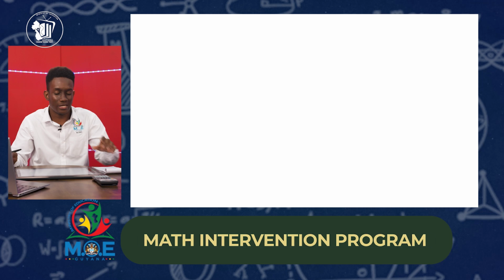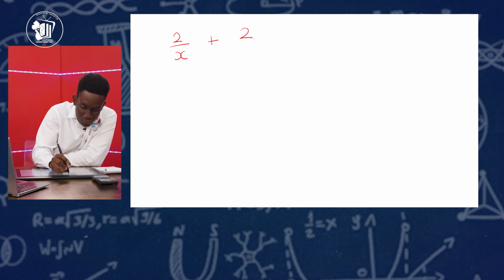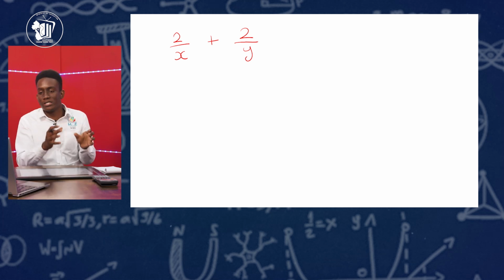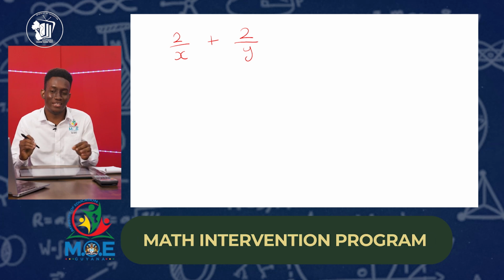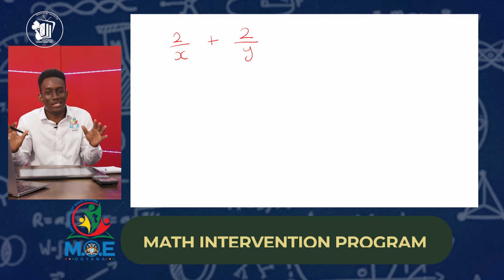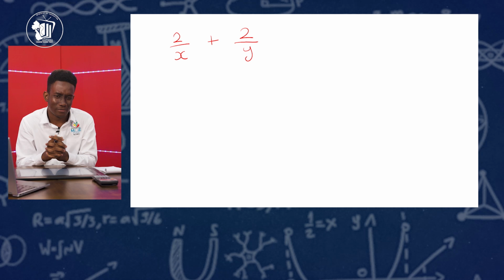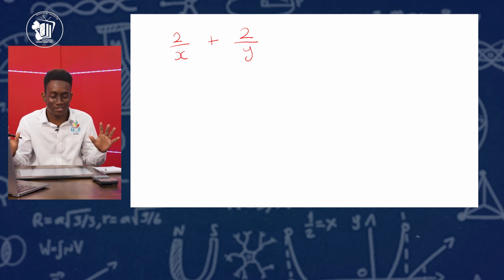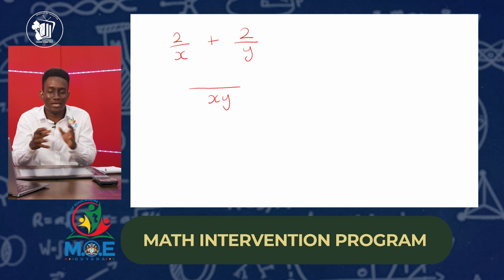So let's take things up a bit. Let's look at them now when the denominators are not the same. Let's say we have 2 over x plus 2 over y. In the first fraction, the denominator is x, and in the second fraction, the denominator is y. So we have to find the LCM of the denominators. An easy way to do it is simply to multiply the denominators. Multiply the x by the y, and x times y gives you xy. So the LCM would be xy.